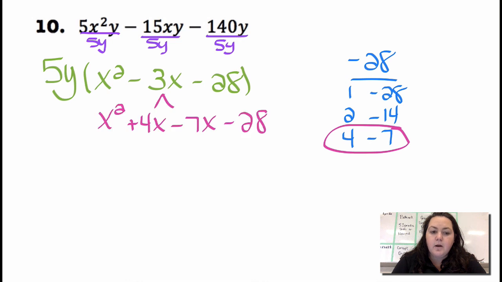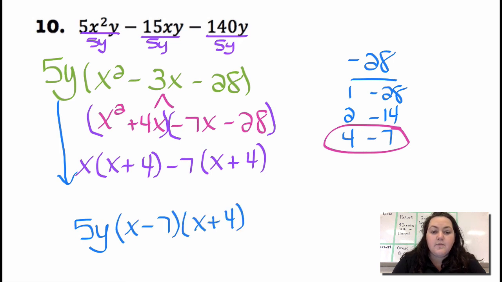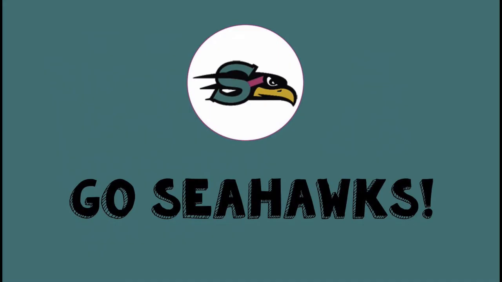If I break that apart, bring down the first and last term, group and factor, I could pull out an x. That leaves me with x plus 4. I could pull out a negative 7. That leaves me with x plus 4. So when I bring down the 5y as one of my factors, my other factor is x minus 7, and my other factor is x plus 4. And that's it.